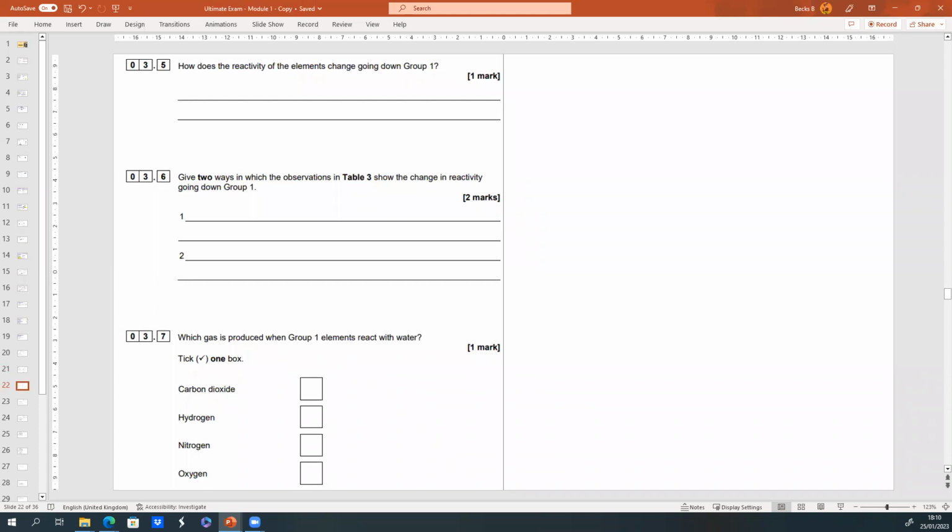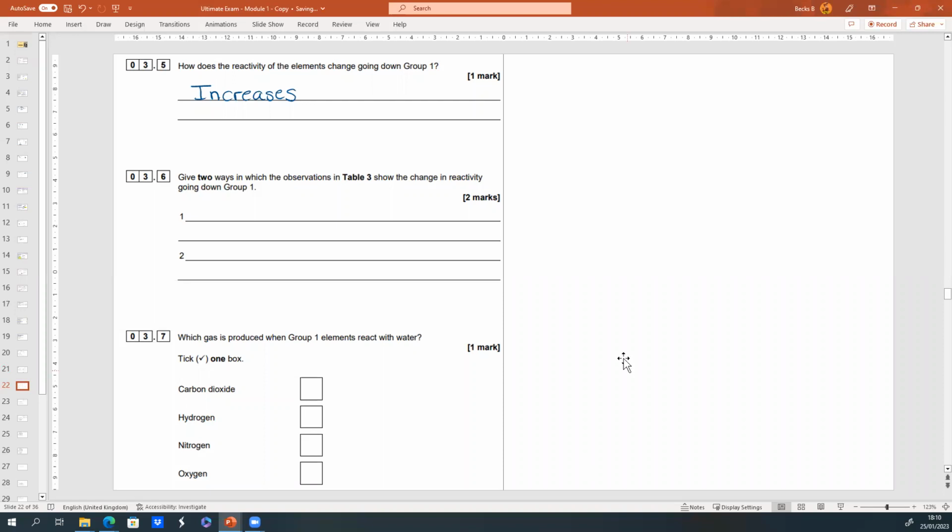Okay, so sticking with group 1 then. How does the reactivity of the elements change down the group? It's just worth 1 mark, so it increases. That's all we would need there. Increases down the group. Give 2 ways in which the observations in table 3 show the change in reactivity.